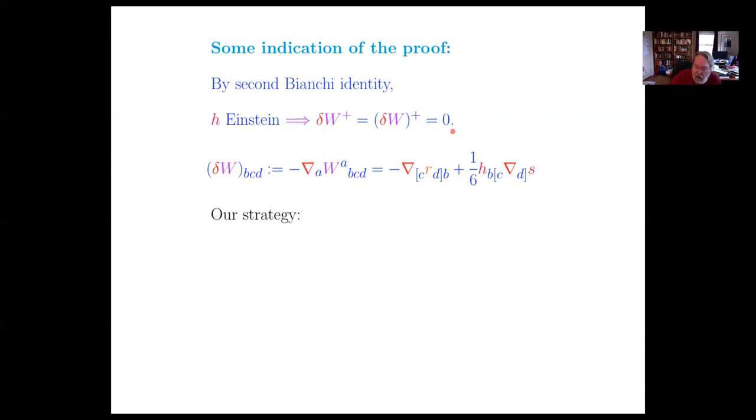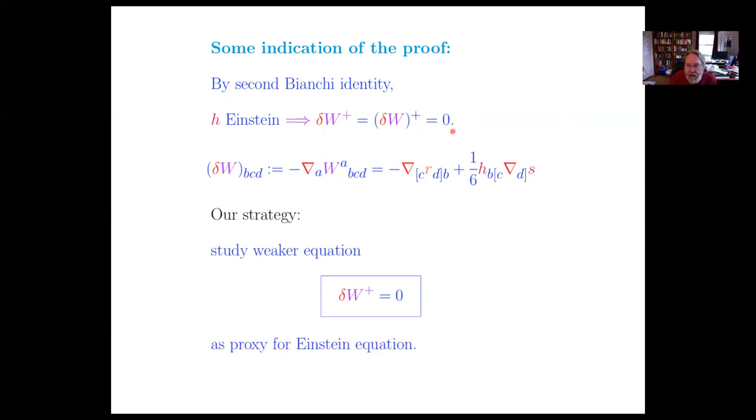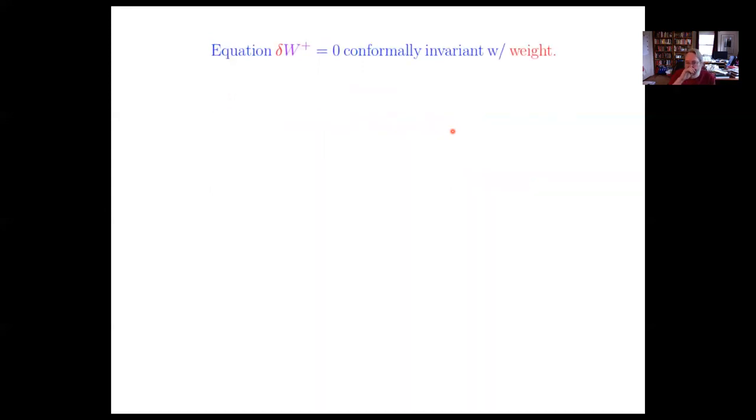All right, so our strategy is to study the weaker condition of the divergence of W plus being 0 as a kind of proxy for the Einstein equation. The reason is that this transforms very nicely under conformal transformations. It's actually conformally invariant with a weight. So if your metric h is written as f squared times another metric g, and if h satisfies delta W plus equals 0, so W plus is harmonic if you like.